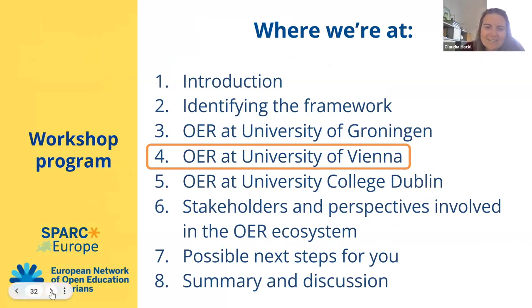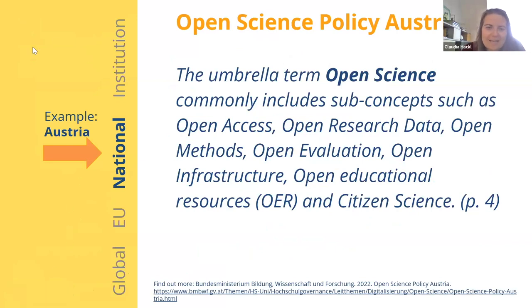So yeah, let's travel to the next country, Austria, and I will bring to you the example of University of Vienna. So following up the framework in the beginning, I have here for you the Open Science Policy Austria, and you see many similarities in this policy to the EU Open Science Policy. So we have here the umbrella term Open Science Practices, which includes open access, open research, and also open education, but also open infrastructure, open methods, and so on. So we have a similar framework nationally for these open science practices. And so let's see on the next slide.